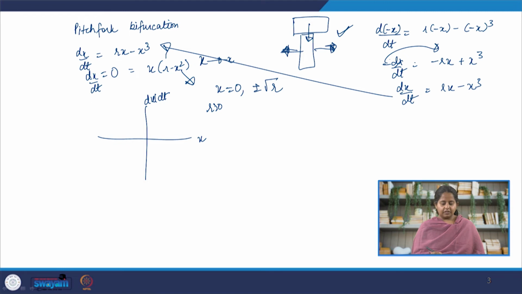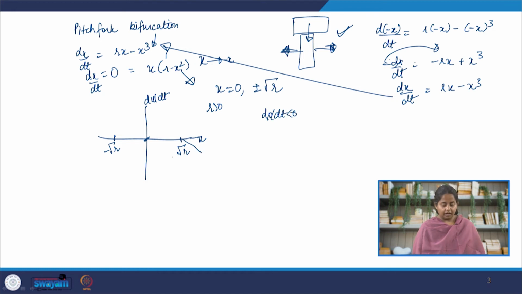When r is positive, we have 3 fixed points, x equal to 0, x equal to minus under root r, and x equal to plus under root r. So, now what we need to do is find out the sign of the curve around the fixed point. When x is greater than under root r, then the curve will be less than 0, dx by dt will be less than 0. So, it will look like this.